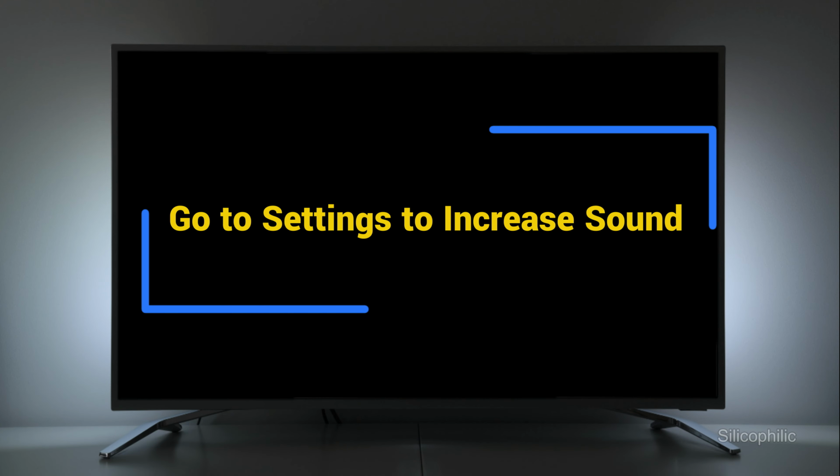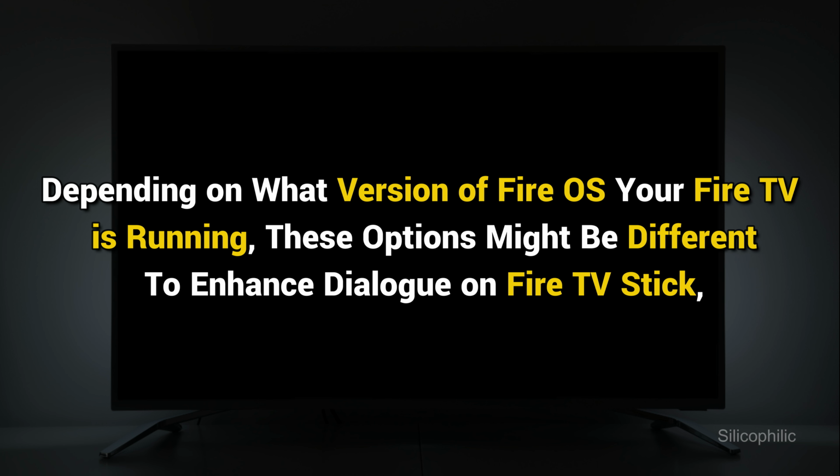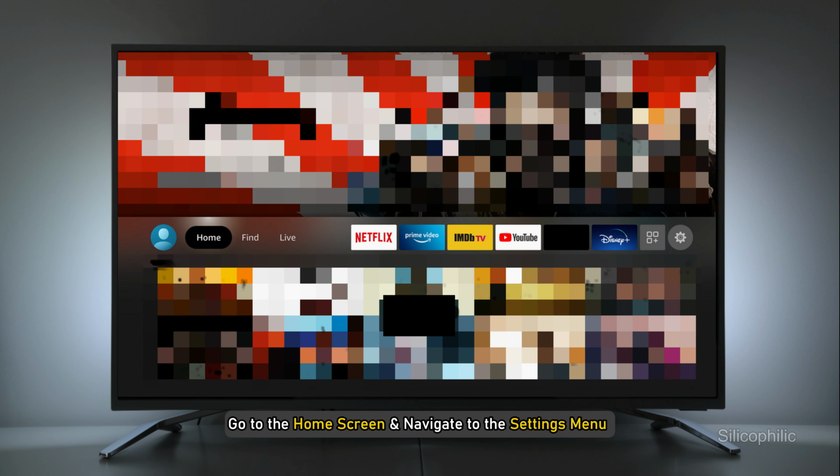Method: go to settings to increase sound. Depending on what version of Fire OS your Fire TV is running, these options might be different. To enhance dialogue on Fire TV Stick, first go to the home screen and navigate to the settings menu.